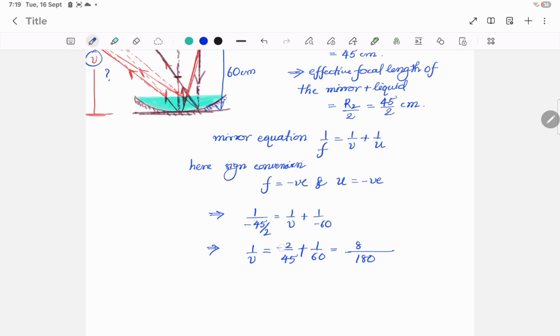The reason is that when you interchange the LHS and RHS, the sign must change. Now minus 8, and this is plus 3. Now that is equal to minus 5 by 180, which is 1 by minus 36. So this minus symbolizes that the image is also forming just above the table only.